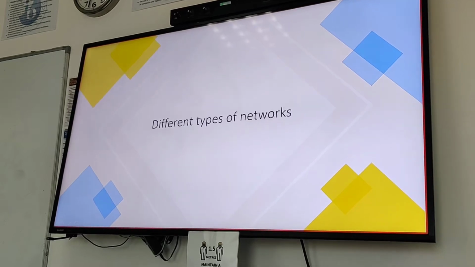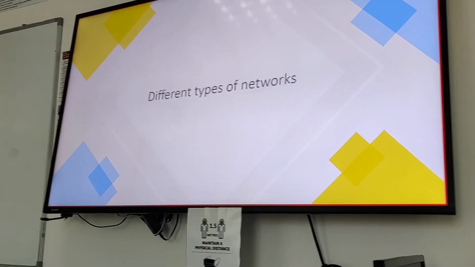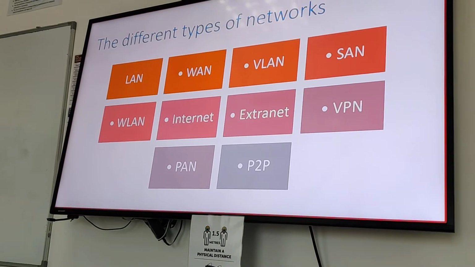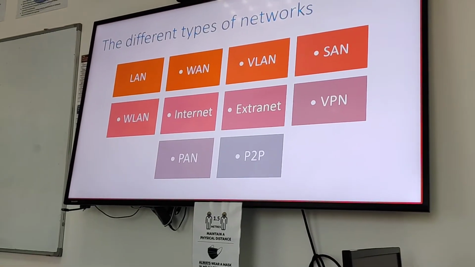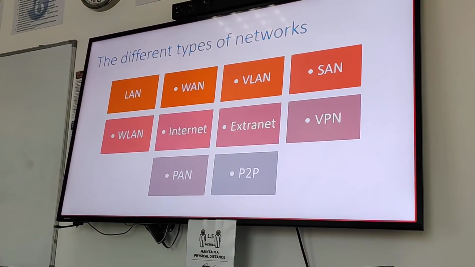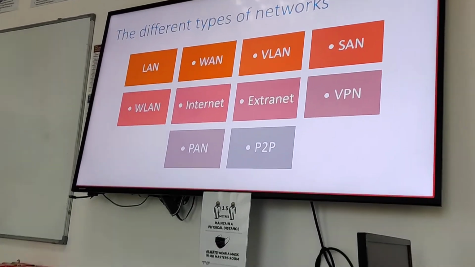So these are the different types of networks. I will be going into detail about all of them. So these are all of them. First of all, what is a network?